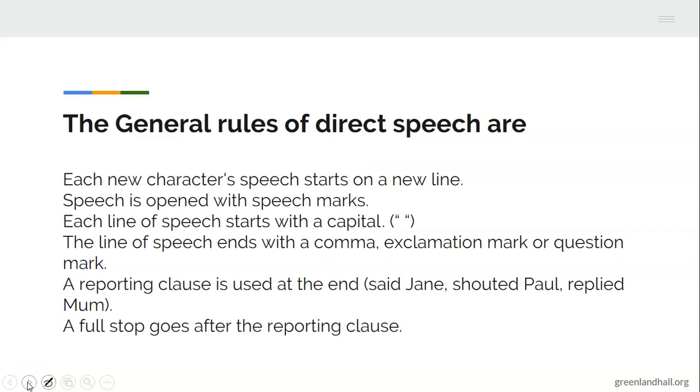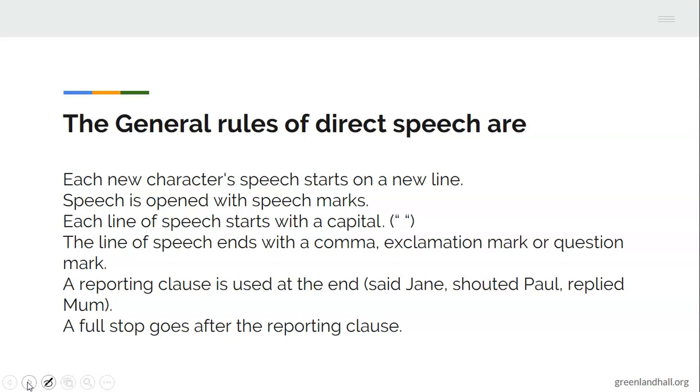Now, we have general rules of direct speech. There are rules to follow. You may be asking yourself and wondering, how am I going to know how to convert, for example, direct to indirect speech or direct to reported speech? There are rules to follow. There are rules to guide you, okay?